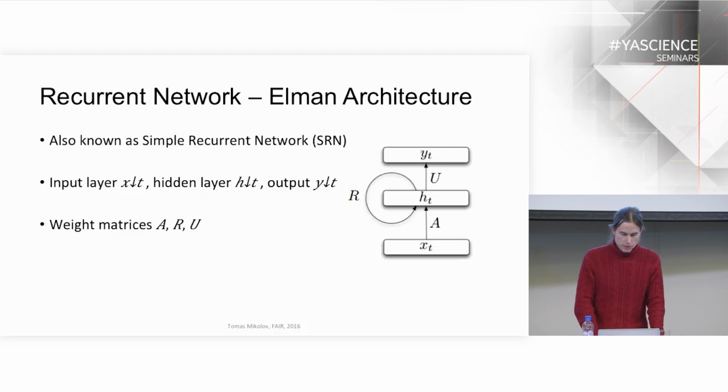So back to the basic architecture. Oh, I see some symbols are shown incorrectly here, but that should be okay. Don't worry. So there's this input layer, hidden layer with the recurrent connections, and the output layer and the corresponding matrices, where the recurrent matrix is the R symbol here in the picture. This is the simple recurrent network.